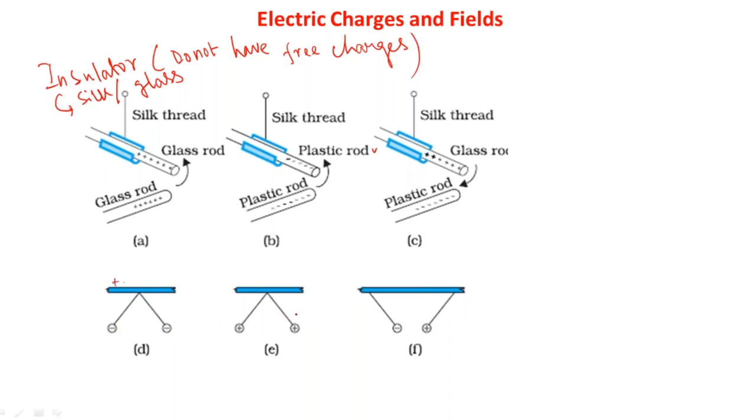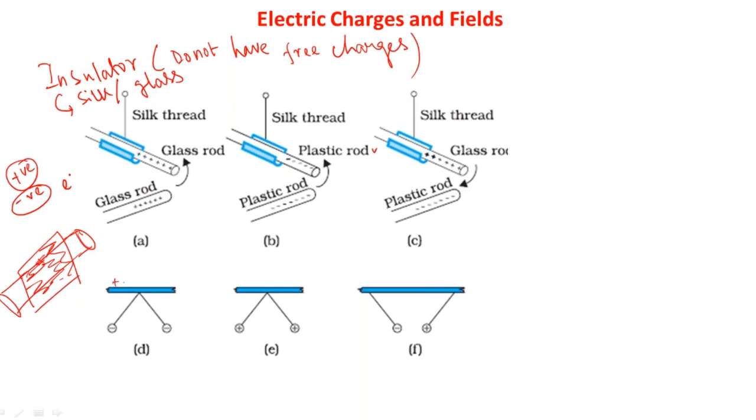So these phenomena were observed by scientists. One more phenomenon they observed: suppose this is a glass rod, and when they touch it with the pith ball, they repel each other. Now if we take a silk cloth and rub it with a glass rod, what happens here actually?